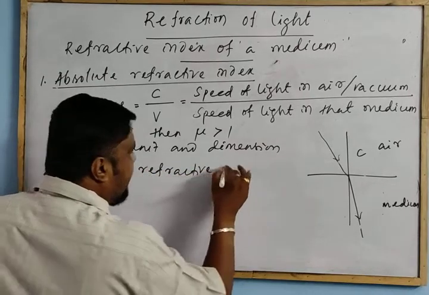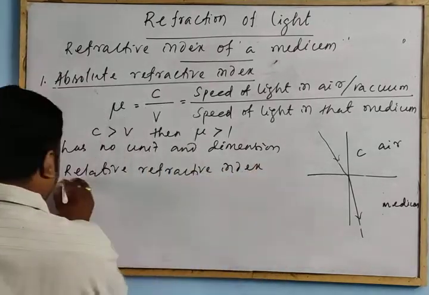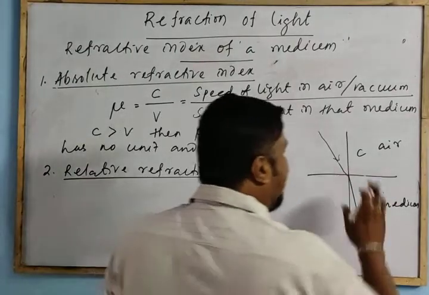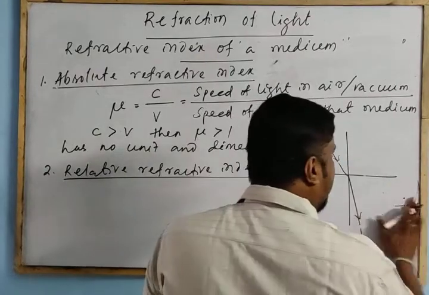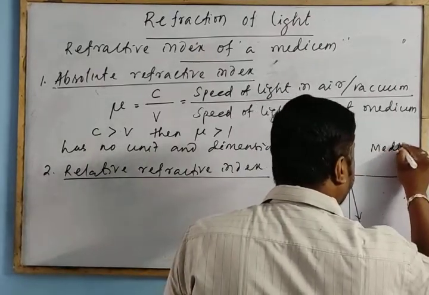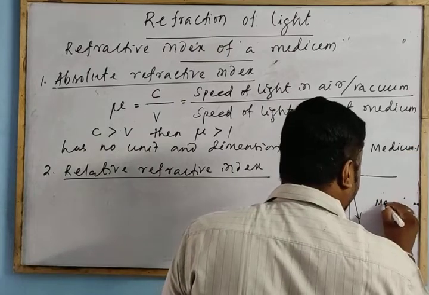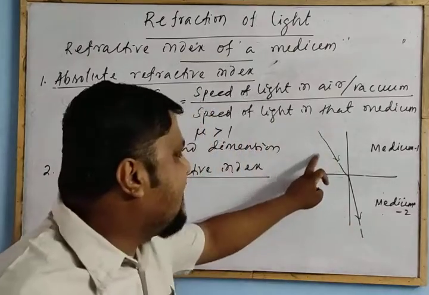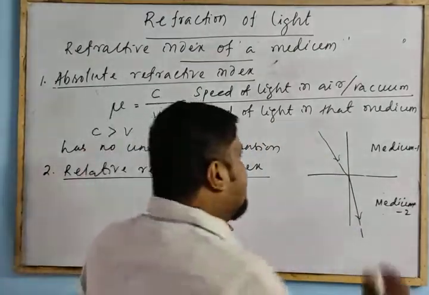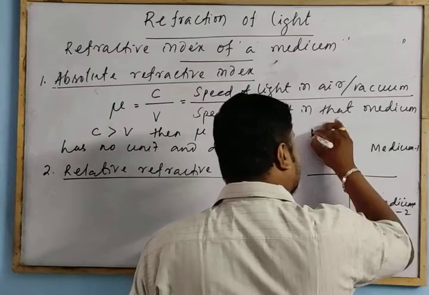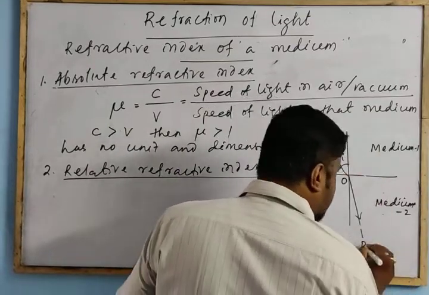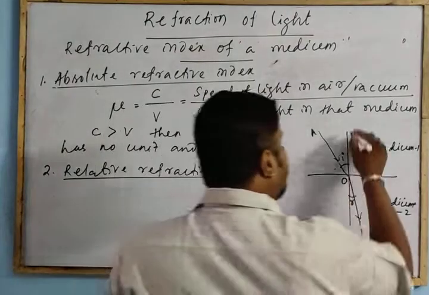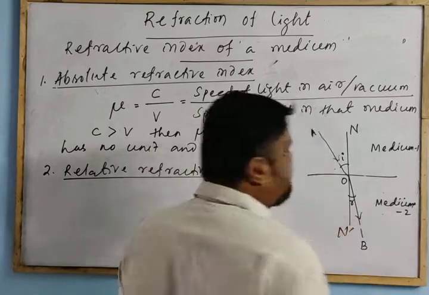Next one is the relative refractive index. What is this relative refractive index? For relative refractive index, replace this air medium. Take medium 1 here and this is medium 2. Now the ray is traveling from medium 1 to medium 2. This is the angle of incidence, and this is the incident ray AO, and OB is the refracted ray, and this is the angle of refraction, as you know. And this is the normal at O.